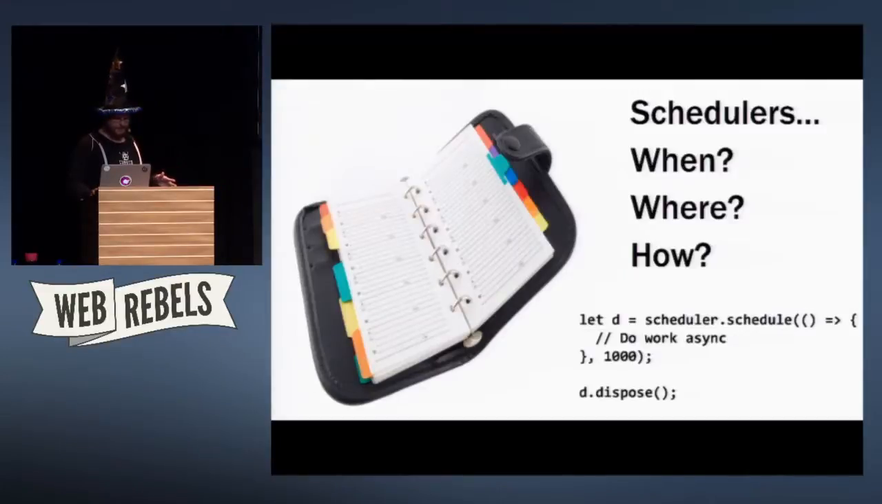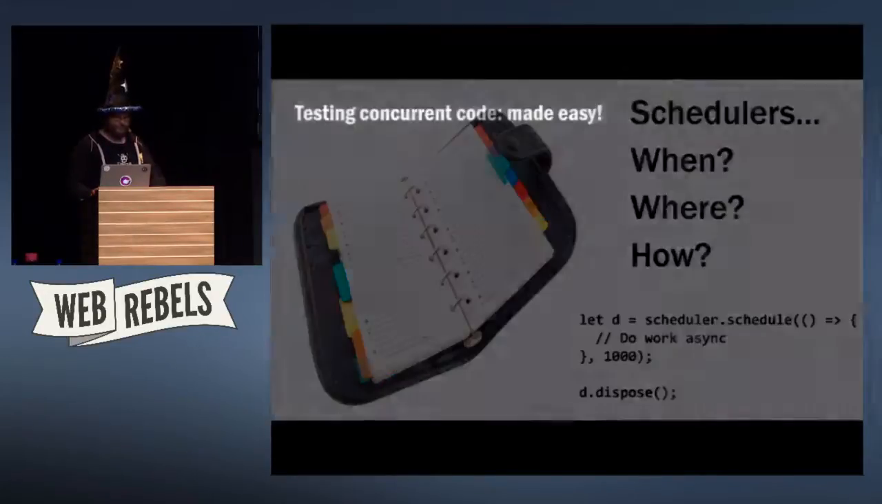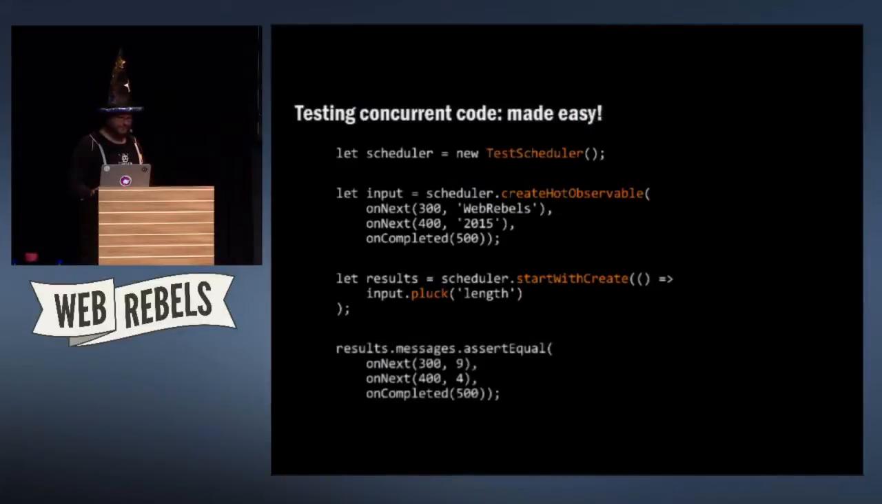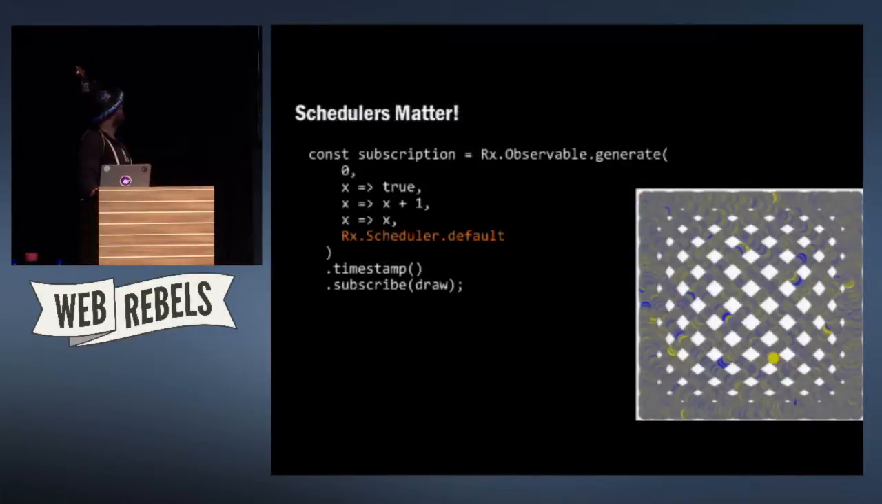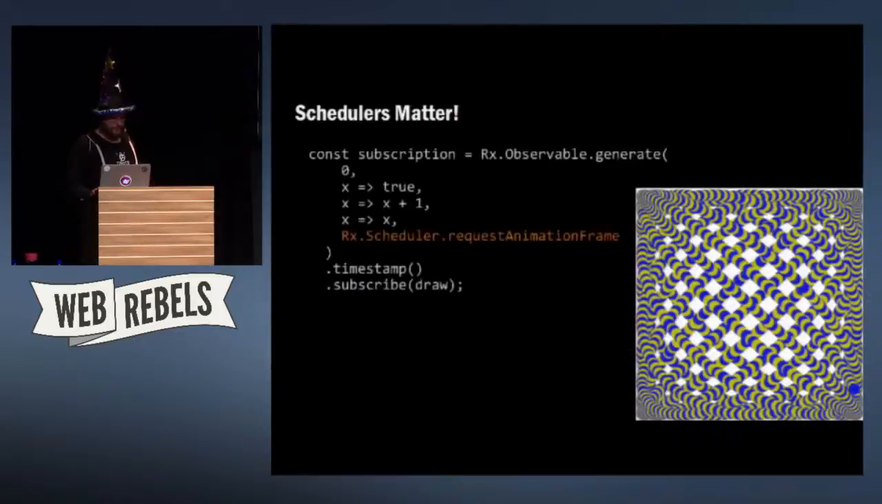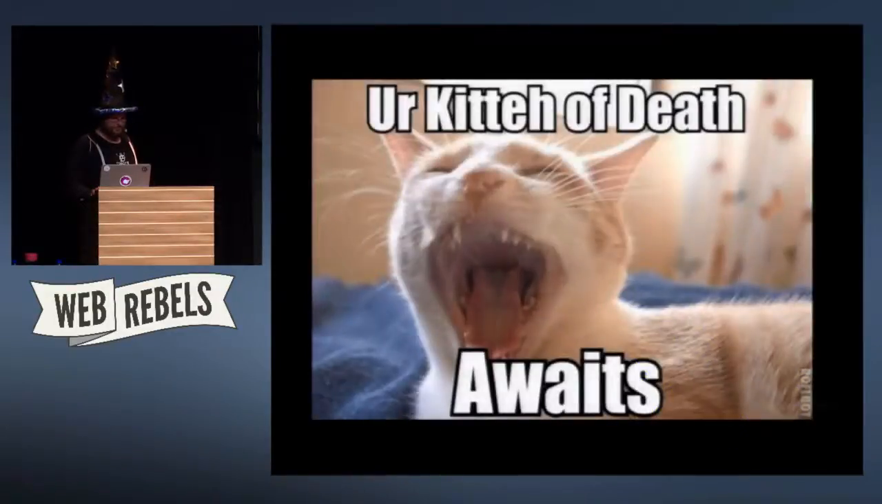So the schedulers, the last kind of secret sauce, are the when, where, and how aspect. So we can say schedule some work, do it asynchronously, and basically cancellation. Cancellation goes right to the core of it, which makes testing completely easy. It will also make it where you can change the context in which something is executed, whether it's executed as fast as possible or using request animation frame.